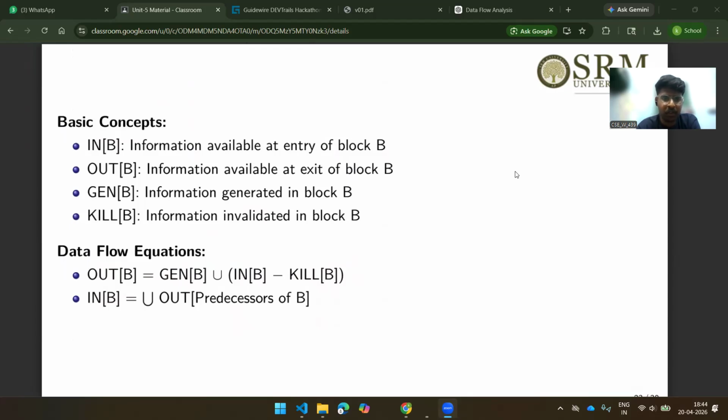So the data flow equations are: out of a certain block is equal to gen union (in minus kill) of that block. And in is equal to the union of out.